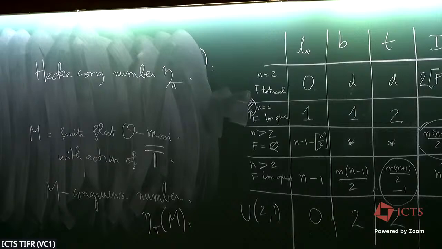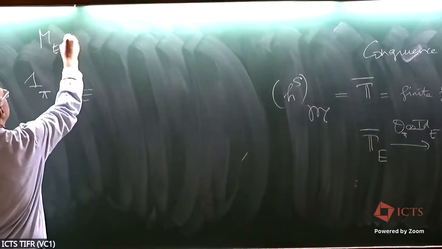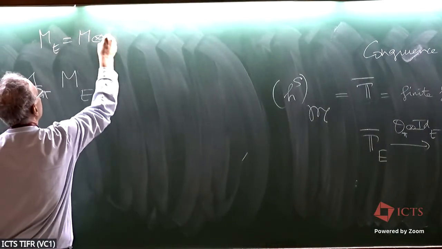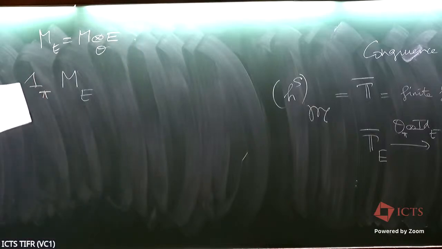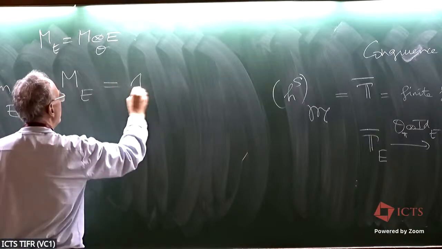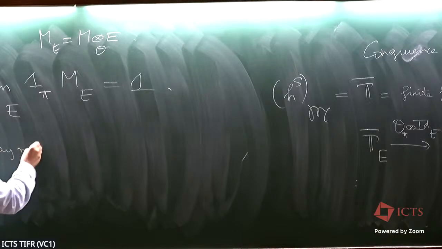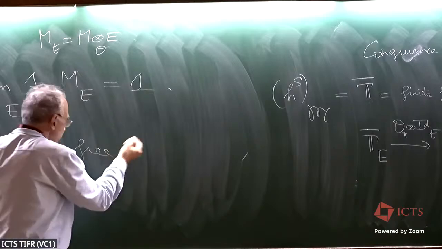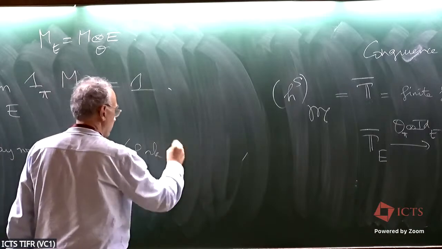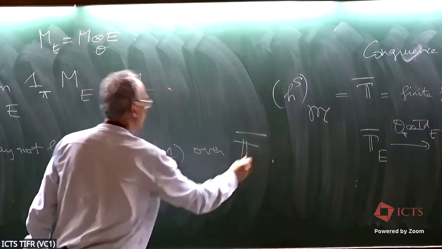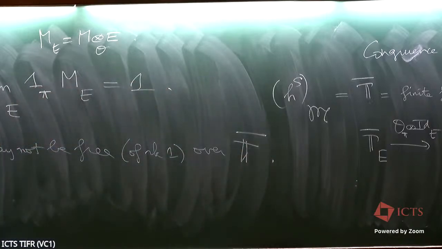if we apply 1 pi to M, to ME, so ME means we extend the scalars to E over O, and we apply 1 pi, we assume that the dimension over E of this is 1. This is our assumption. But again, M may not be free of rank 1, of course, over T bar. May not be free over T bar. But anyway, we assume that.